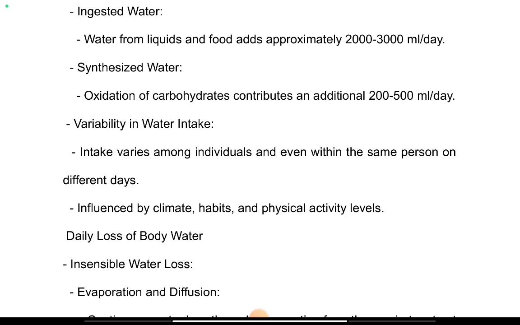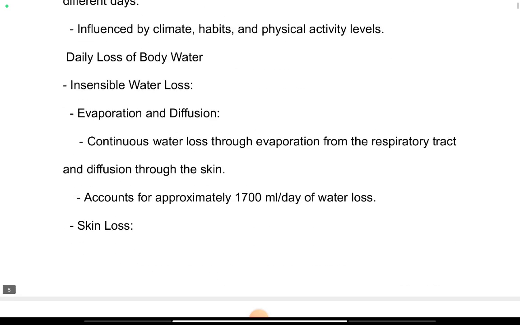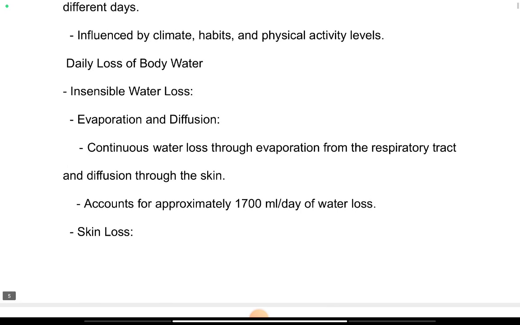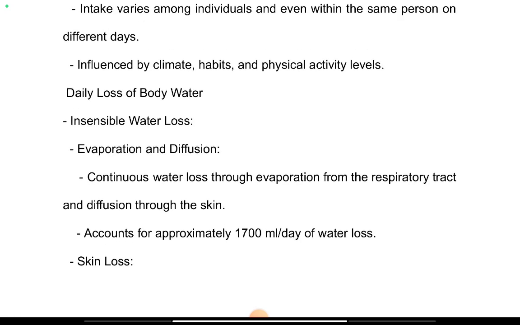Now let's go to loss of body fluid. Loss of body fluid is majorly from what you know as insensible water loss. That word looks surprising to you, right? Insensible, insensible as how? So insensible water loss occurs via two pathways. I'm still hammering it: two pathways, from the respiratory tract and also from the skin.